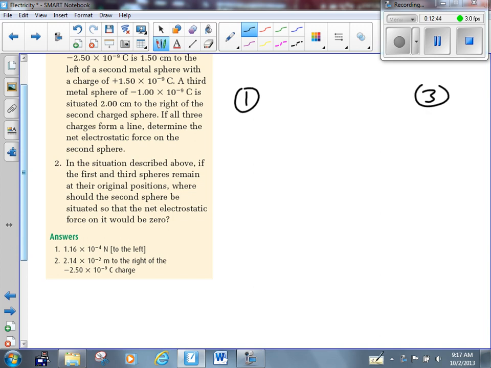We know that they're 3.5 centimeters apart, or 0.035 meters apart. The second sphere is going to be somewhere in here. We don't know where, so we can't draw it in the exact right position, but that's okay. We need to know where the second sphere is going to be so that the net electrostatic force on it would be 0. What are the values of the charges?